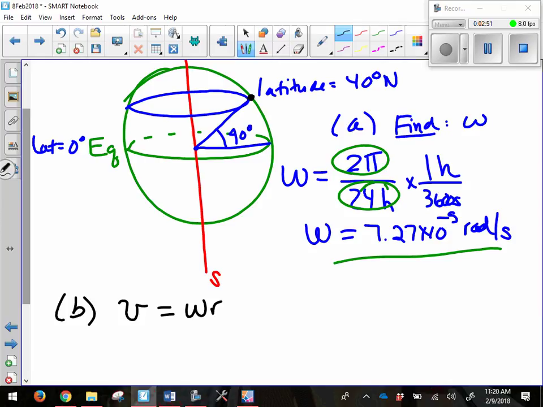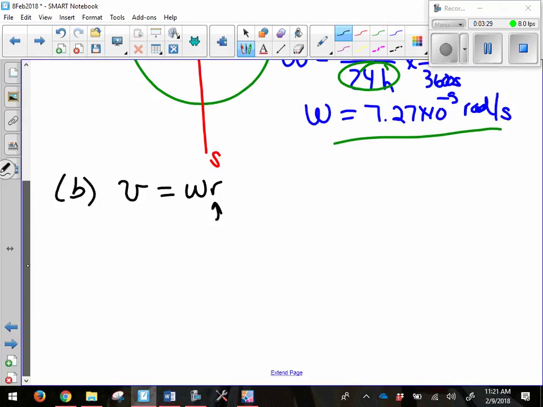What is this r? It's a radius that we measure from where? The axis of rotation. So this distance here is actually going to be r. It's going to be the shortest distance from the axis of rotation to where that piece is. So it's this distance here, which is different than this r here, which is the radius of the Earth. Okay? So we're going to have to do a little geometry.